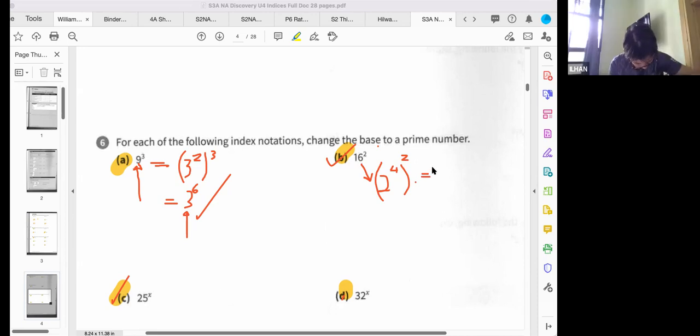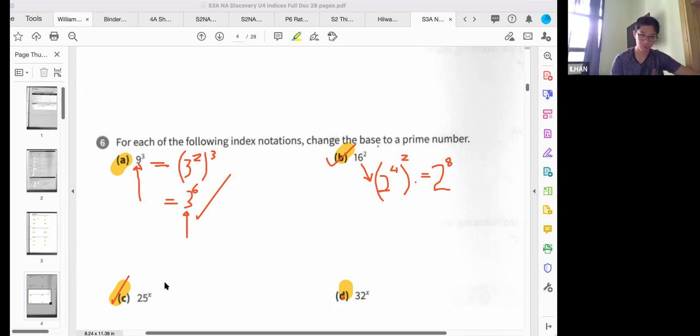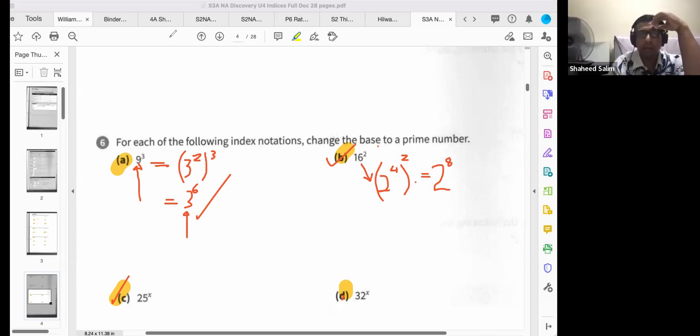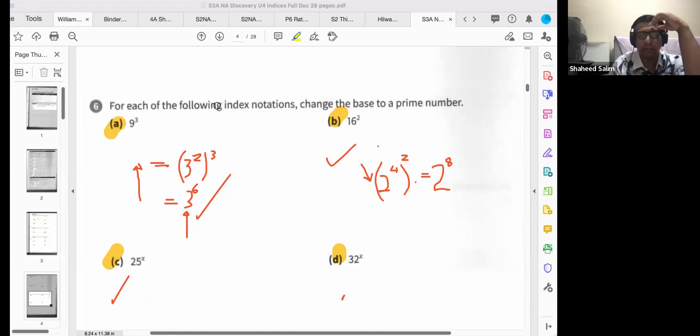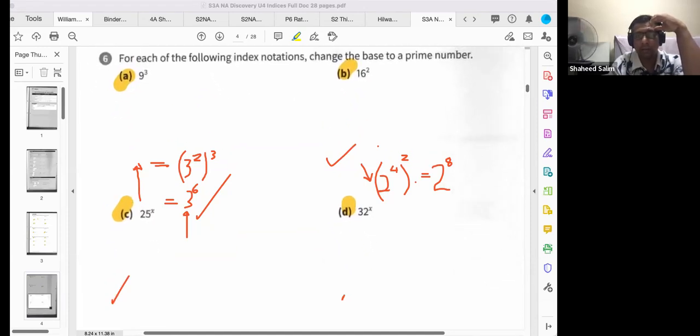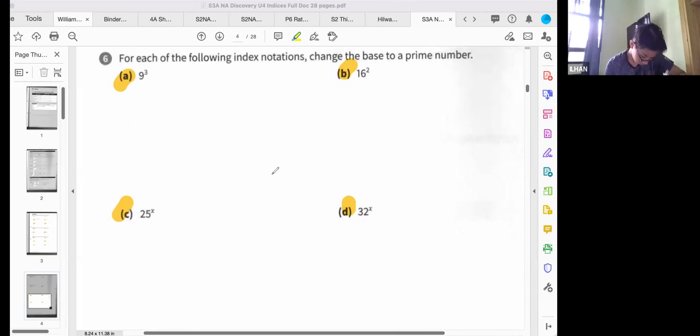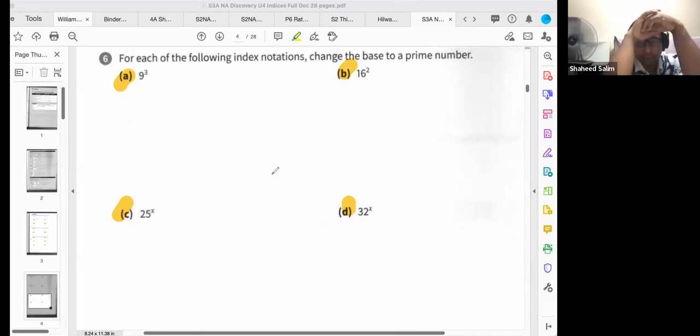To the power of 6. No, no, no, no. Don't plus. 2 to the power of 8. Yes. Are you okay? Are you confused? No, I'm not confused. Okay, good. We try now question number C, and then D. I can erase now. Yes, you can. We do C first.